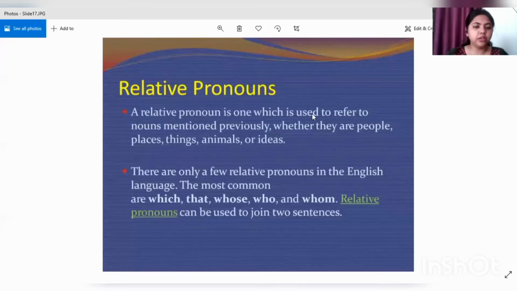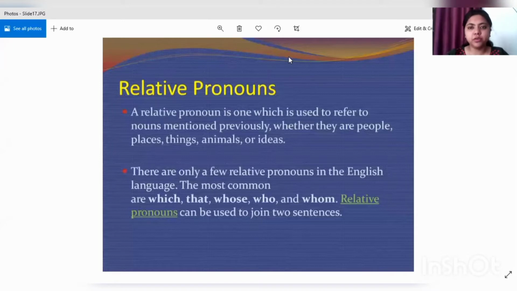All right, so we have been doing pronouns. We know the definition of pronouns, that these are the words which are used in place of a noun. And I've told you that there are 10 kinds of pronouns, of which we have done 4. So now today we'll start with relative pronouns.